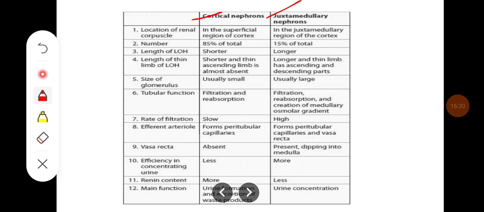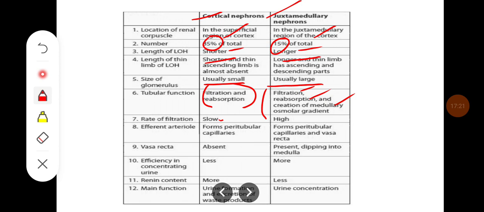The cortical nephrons are located in the superficial region, whereas juxtamedullary nephrons are in the juxtamedullary region. Cortical nephrons form 85% of the total and only 15% are juxtamedullary nephrons. The cortical nephrons are shorter and juxtamedullary nephrons are longer because of the long loop of Henle. The thin limb of the loop of Henle is shorter in cortical nephrons and longer in juxtamedullary nephrons. The glomerulus is small in cortical nephrons and usually large in juxtamedullary nephrons. The tubular function of cortical nephrons is filtration and reabsorption, whereas juxtamedullary nephrons are involved in filtration, reabsorption and creation of the medullary osmolar gradient.